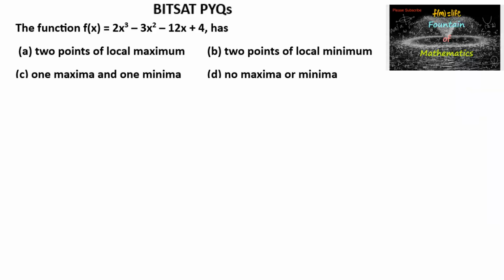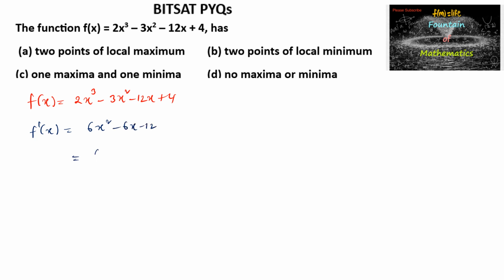So we need to find the number of points of either local maxima or local minima for the given function f of x is equal to 2x to the power of 3 minus 3x square minus 12x plus 4. So to get local minima or local maxima we need to find the differentiation and put it equal to 0. So differentiate: f dash of x is equal to 6x square minus 6x minus 12.